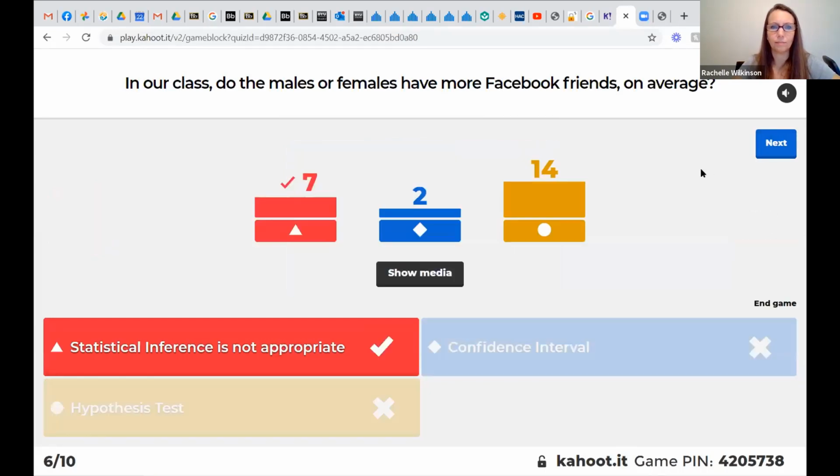Oh no, not very many people chose the right answer. So this one in our class, do the males or females have more Facebook friends on average? In this case, there's only 26 people here today, 27 including me. So all we would have to do is just say, hey, everybody type how many friends you have in the chat window and whether you're male or female. And I think we could easily figure out who has more. So we wouldn't need to take a sample of our class in order to figure this out. We could just look at the whole population. So that's why statistical inference would not be appropriate.